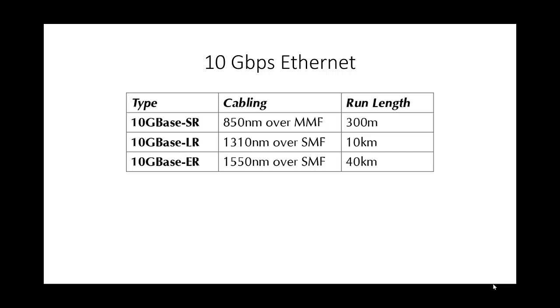There are variants of these implementations called 10GBASE-SW, 10GBASE-LW, and 10GBASE-EW respectively. They have the same cabling types and run lengths as their counterparts on the screen, but the difference is with the physical interfaces, insofar as they're designed to interoperate with optical WAN networks using the SONET standard. SONET stands for Synchronous Optical Network. We'll cover SONET in more detail in Module 4, which is about wide area networks.